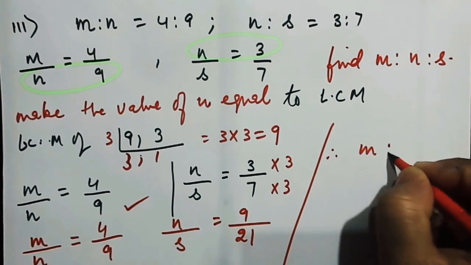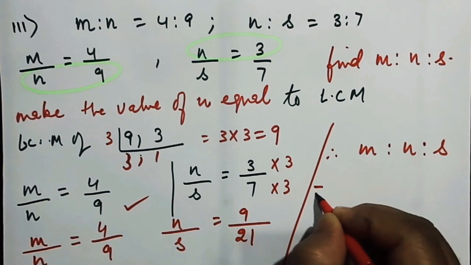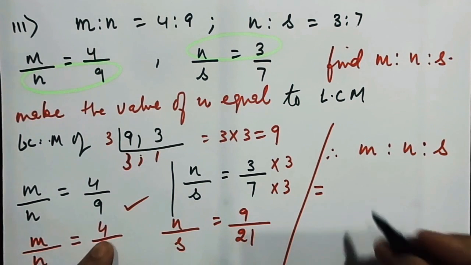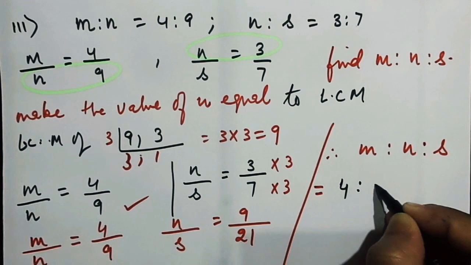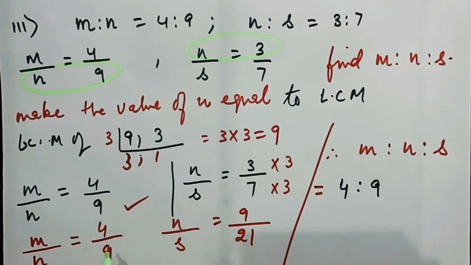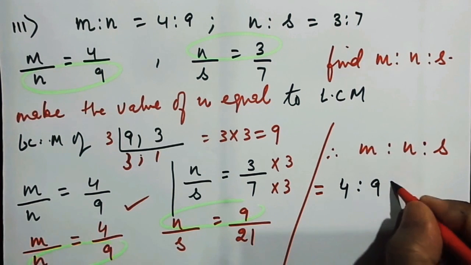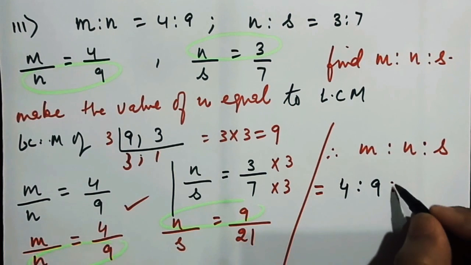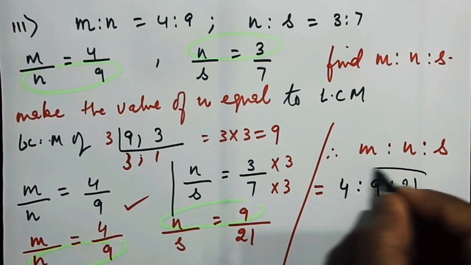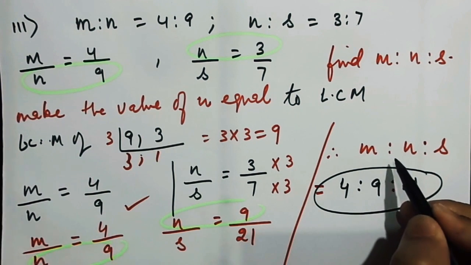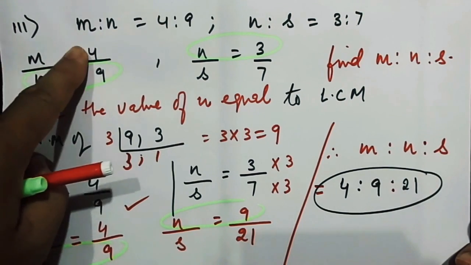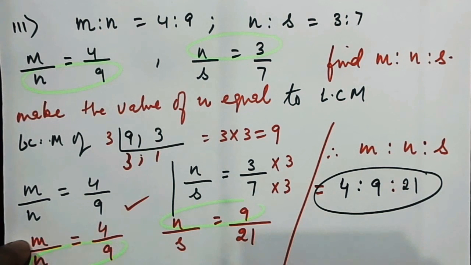Therefore, m is to n is to s is equal to, m is how much? M is your 4. N is how much? The repeated value is 9, and your s is how much? 21. So I hope that you all have understood how to find the ratio of three quantities when the ratio of two quantities each is already given.